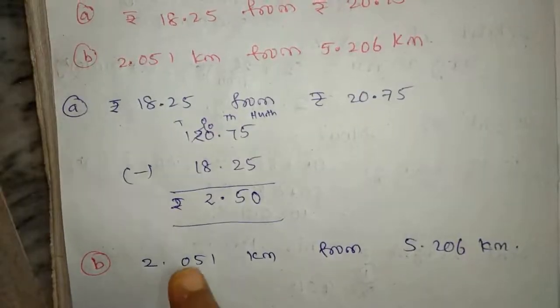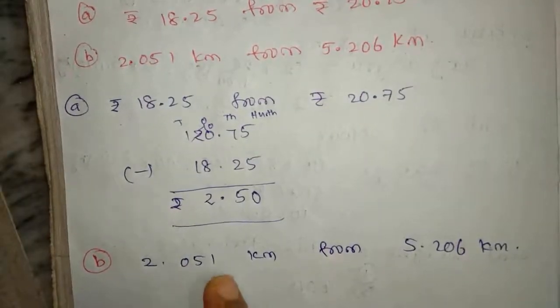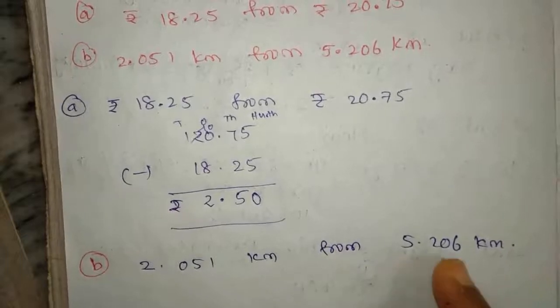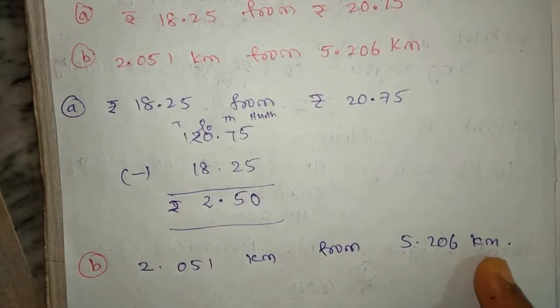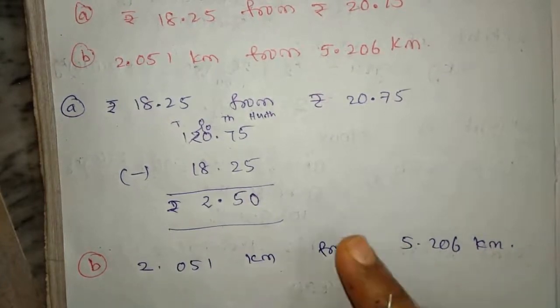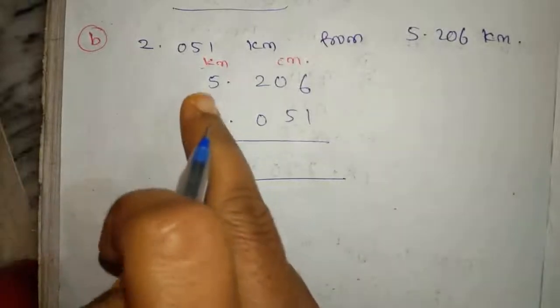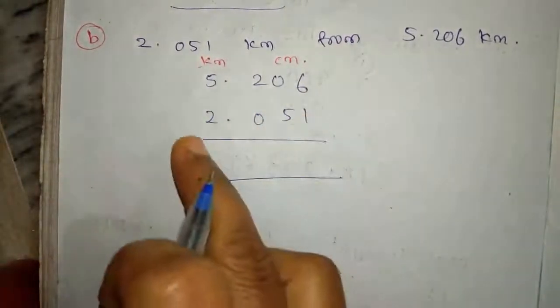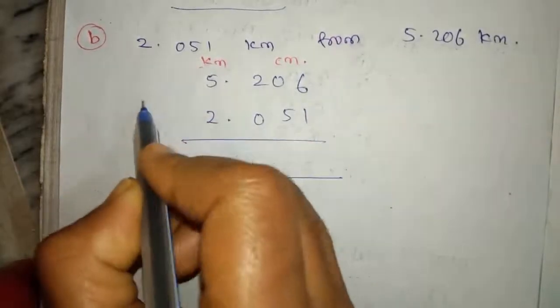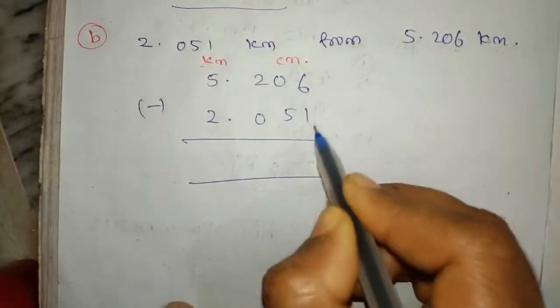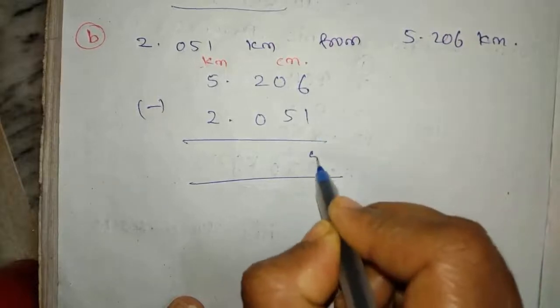Now let us see the next one, that is 2.051 kilometers from 5.206. First we have to write the bigger number, and below the bigger number we write the smaller number. That is 5.206 by 2.051. Now we subtract this, we get 6 minus 1, that is 5.